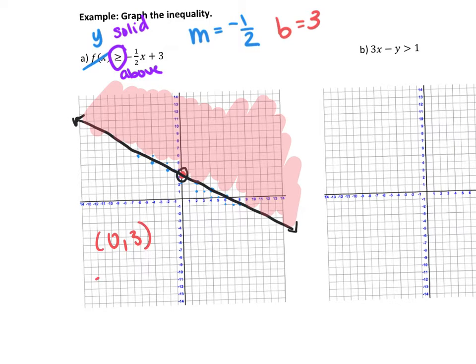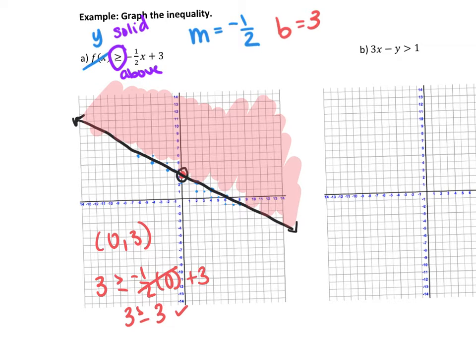then this is saying that y, 3, is greater than or equal to negative 1/2 times 0 plus 3. Is that a true or false statement? Is 3 greater than or equal to negative 1/2 times 0, which is just 0? Is 3 greater than or equal to 3? Yes, that is true.